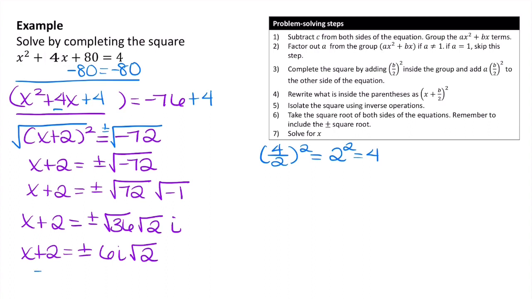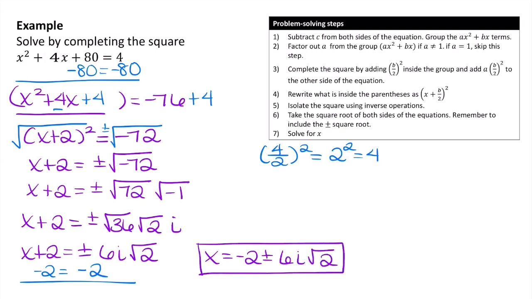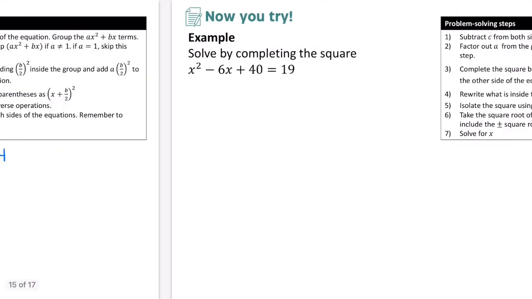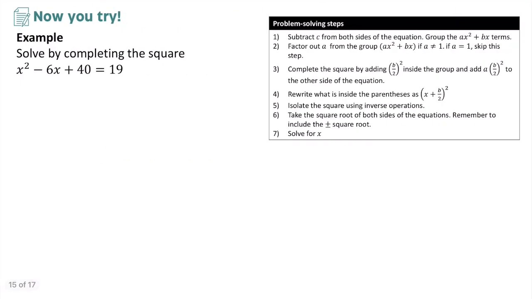Now I can solve this by subtracting 2 from both sides. And when I subtract 2 from both sides, that's going to give me x equals negative 2 plus or minus 6i times the square root of 2. Okay, and so those are our solutions to this quadratic equation. So now you can go ahead and pause the video and try doing this example on your own.